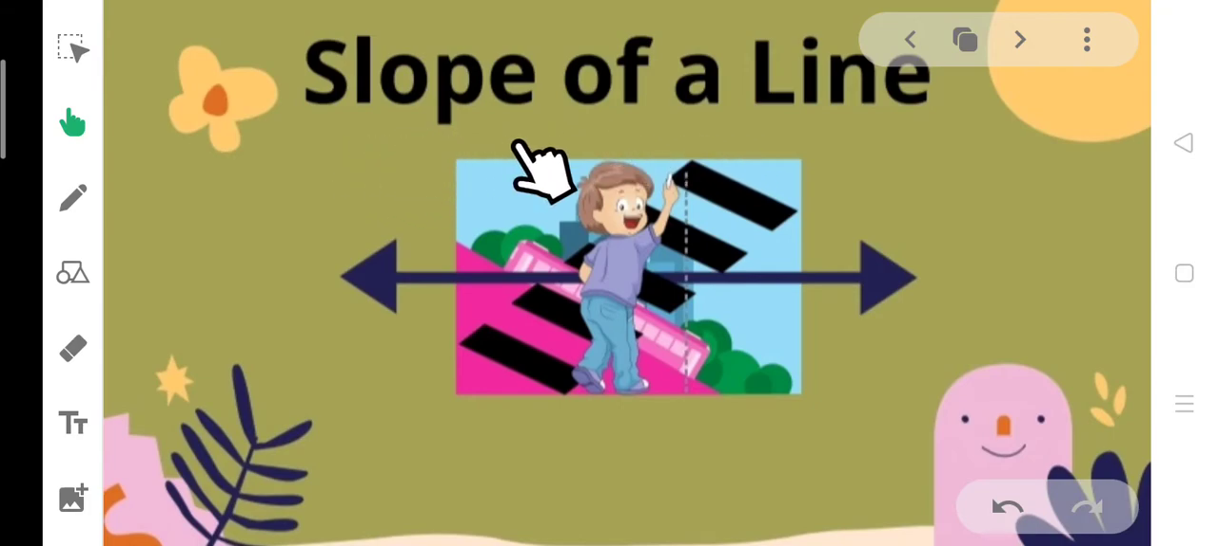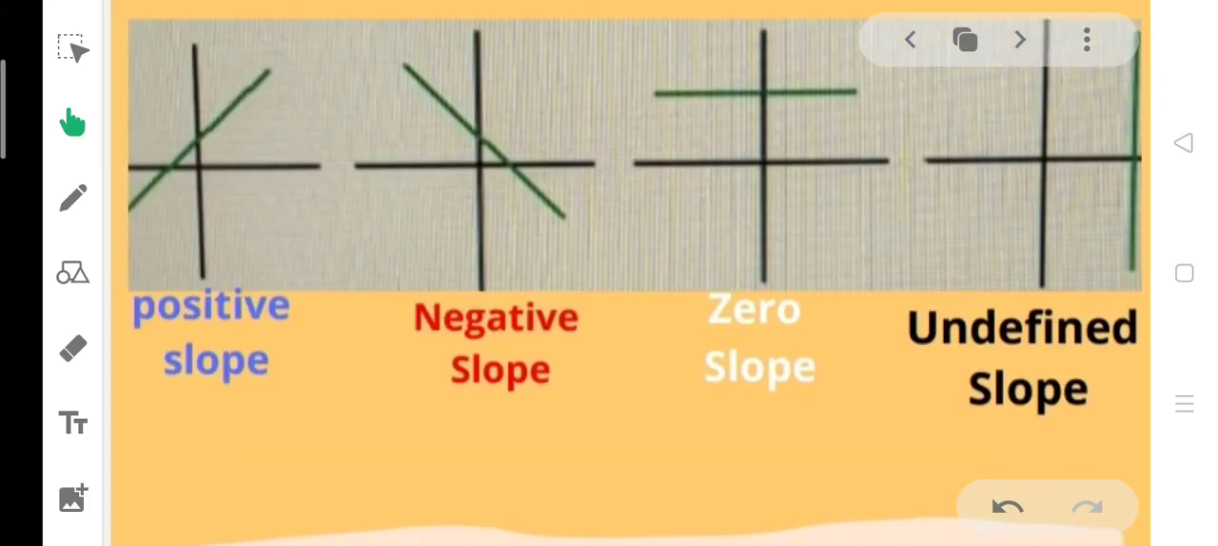It is the measure of how slanting the line is. Okay, now if the line goes upward to the right, the slope is positive. And if the line goes upward to the left, the slope is negative. But if the line is horizontal, the slope is 0. But if the line is vertical, the slope is undefined.